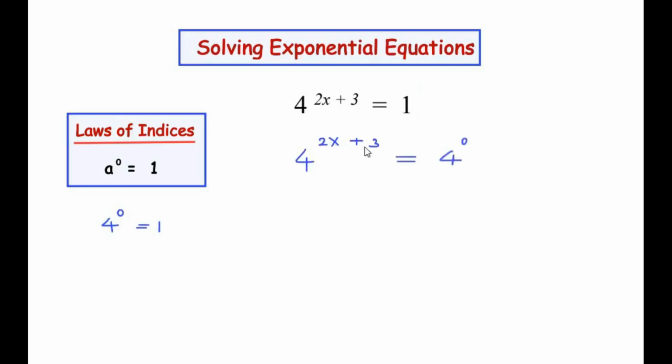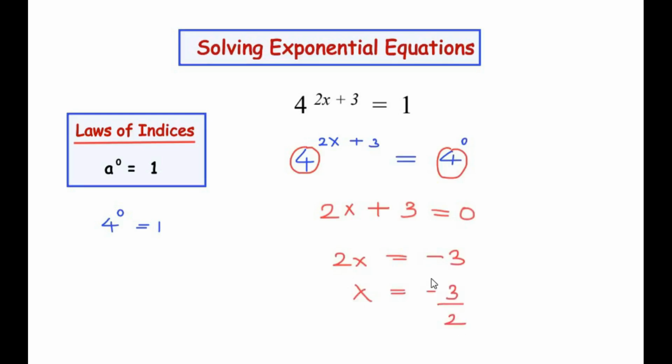So let me write here: 4 to the power of 2x plus 3, the left hand side remains the same, is equal to 1 written as 4 to the power of 0 using the law of index. Now once we have got the bases on both sides the same, we can equate the powers together. So 2x plus 3 is equal to 0. Taking plus 3 to the right hand side, we get 2x is equal to negative 3. So x will be equal to negative 3 divided by 2, taking 2 to the right hand side. So this is the value of x. Now let us move on to the next one.